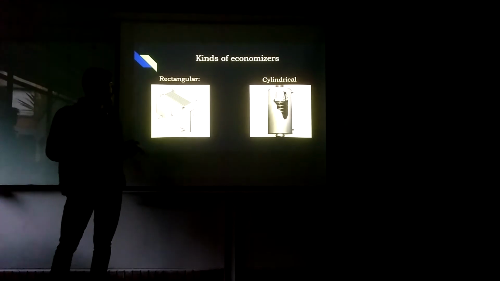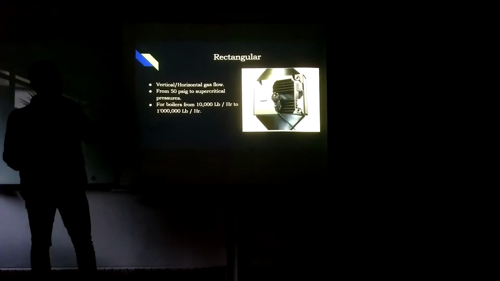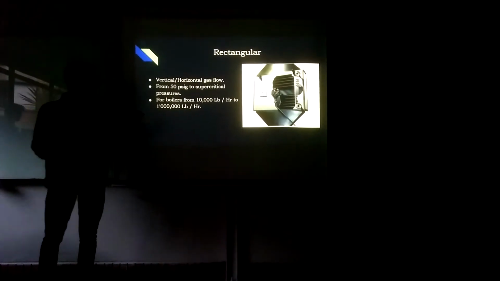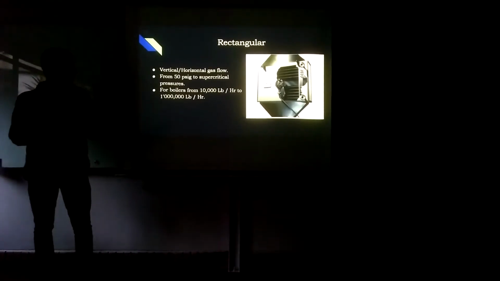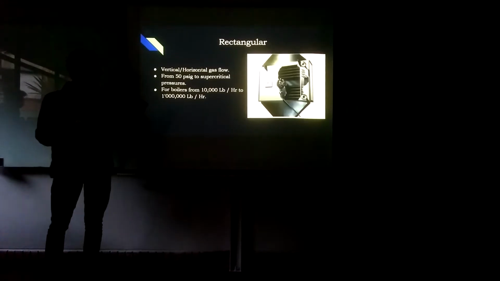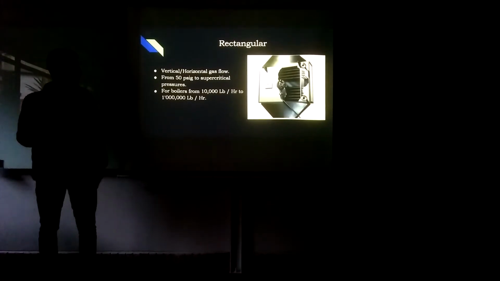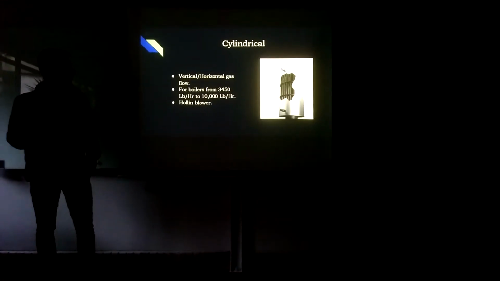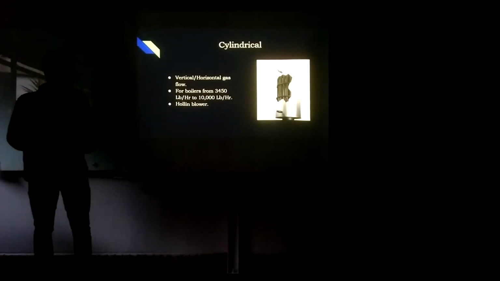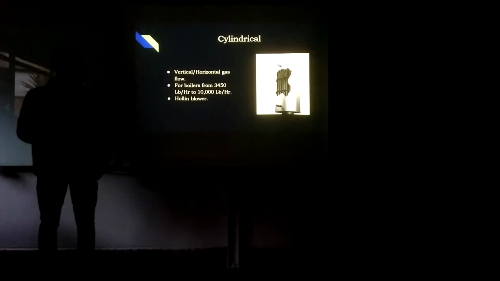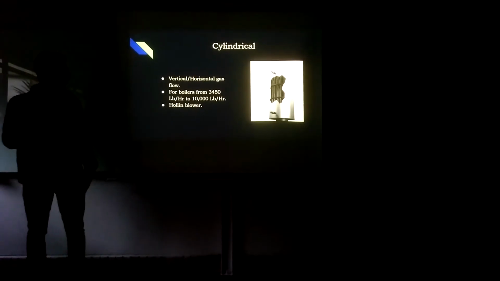Kinds of economizer are rectangular or cylindrical. The rectangular has a vertical or horizontal flow, from 15 psig to supercritical pressures, and is from 1,000 pounds per hour to 1 million pounds per hour. The cylindrical has a vertical or horizontal gas flow, is for boilers from 3,450 pounds per hour to 10,000 pounds per hour.